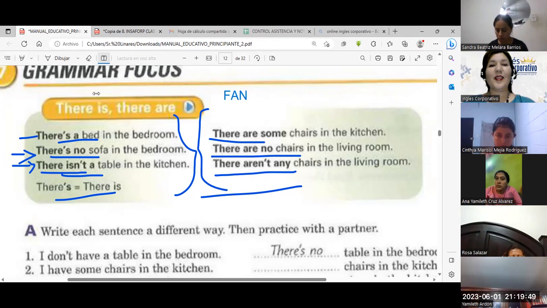Es living room, es como la sala, ¿o? Yes. Y dining room, el comedor. Comedor. Yes. Okay, gracias.